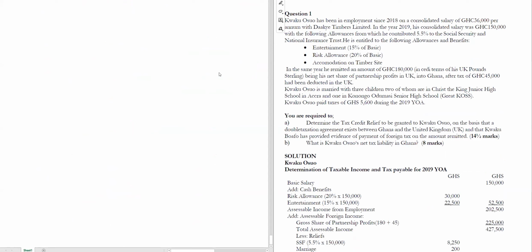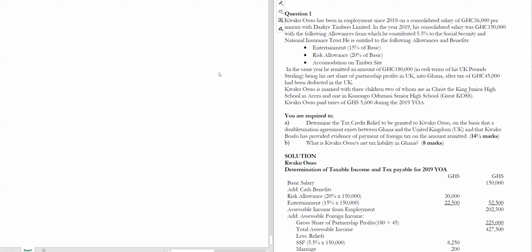So let's look at Kweku Osio. Kweku Osio has been in employment since 2018, right? On a consolidated salary of 36,000 per annum with Dachi Timbers Limited. Now, in the year 2019, his consolidated salary was 150,000 for the year, okay? With the following allowances, from which he contributed 5.5% to the Social Security and National Insurance Trust. He is also entitled to the following allowances and benefits. So they gave him entertainment, which is 15% of his basic salary. He has risk allowance, which is also 20% of his basic. And then he's given accommodation on a timber site.